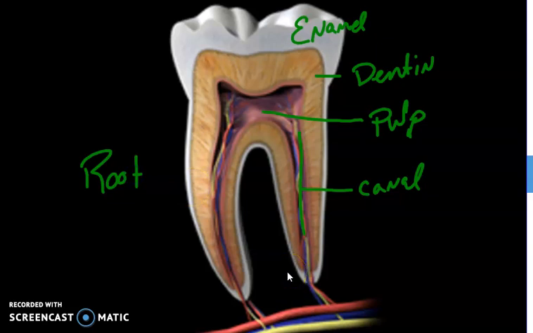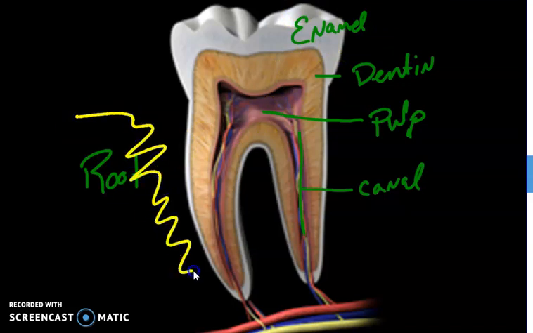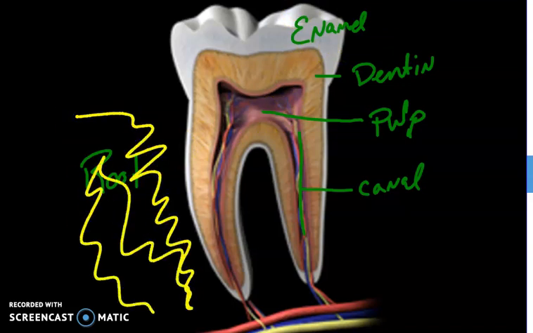Okay, there's a couple more things we need to know besides enamel, dentin, pulp, and canal. You guys got to remember, this is going to be stuck in bone. So can I do a different color for bone? Let's do yellow for bone. Okay, this is all bone over here. So if that's all bone over here, I have to be able to somehow anchor to the bone. And to do this, there's actually a special ligament.